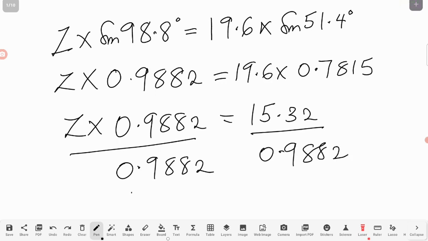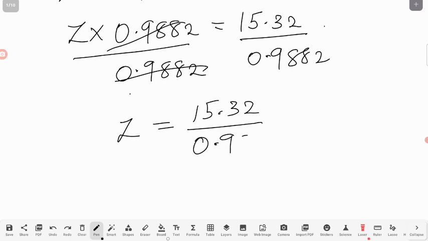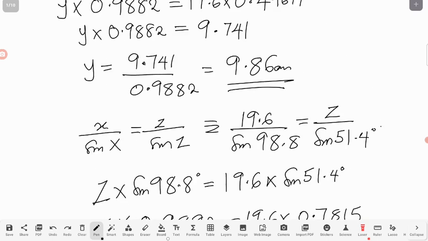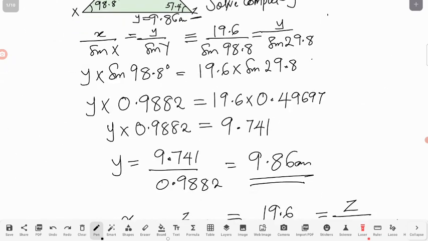This side we cancel, and our z will now be, by the time we divide 15.32 by 0.9882, 15.5 centimeters. So now we go back to the z. So z is 15.5 centimeters. So we are able to solve it completely.